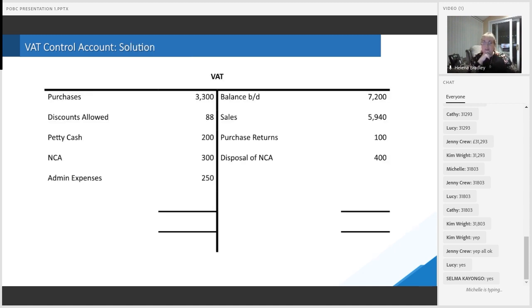So that's how the VAT control account looks. So it's busy. There's a lot of transactions going on there. I haven't missed anything. It's the VAT figures from all of those tables I've taken.